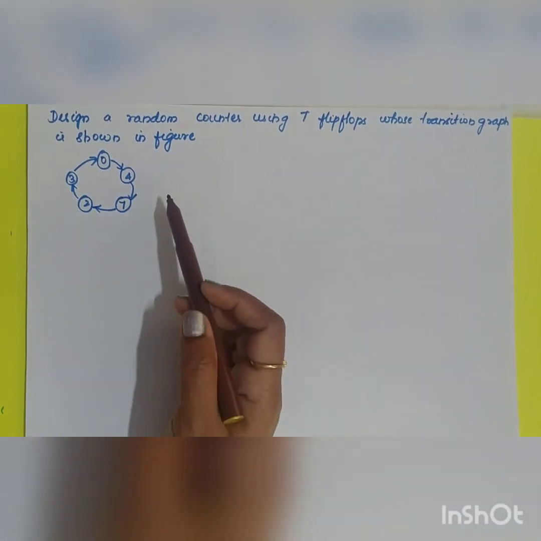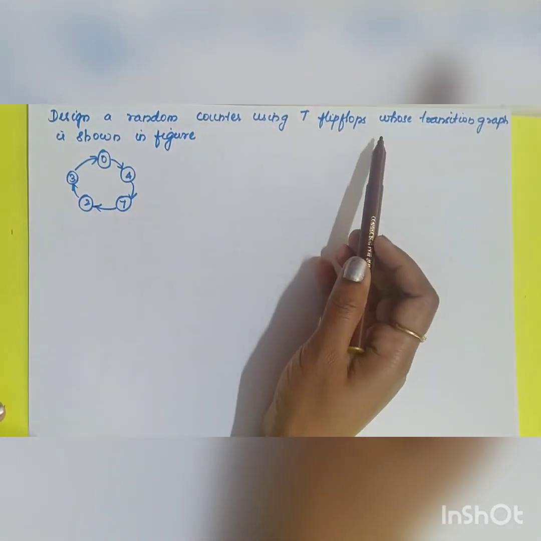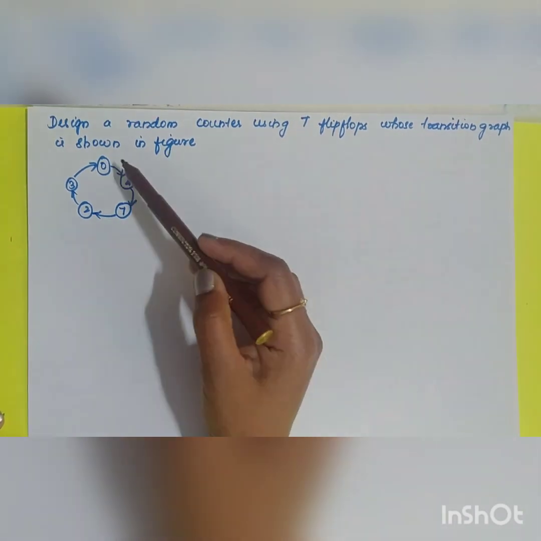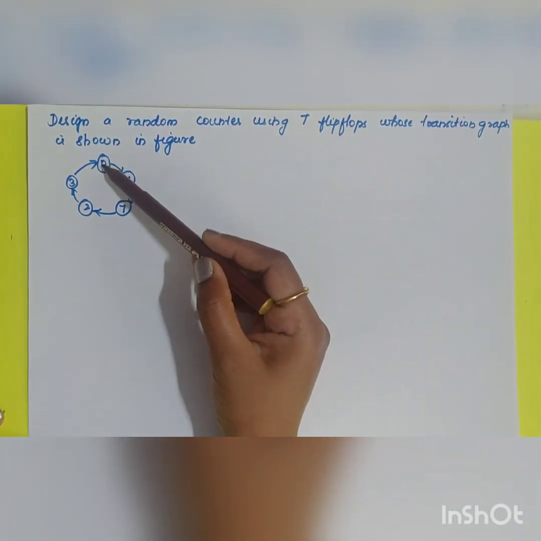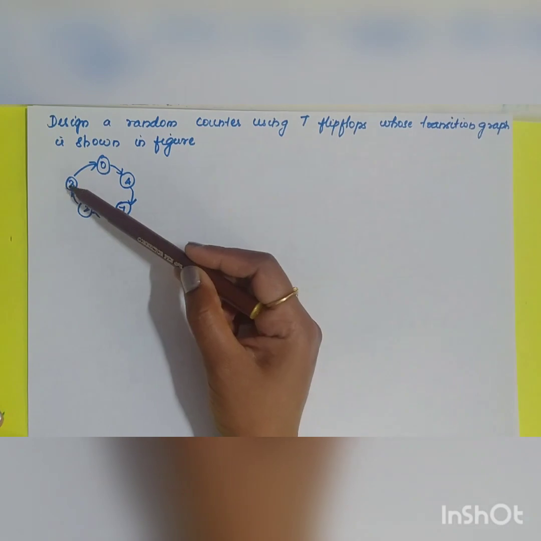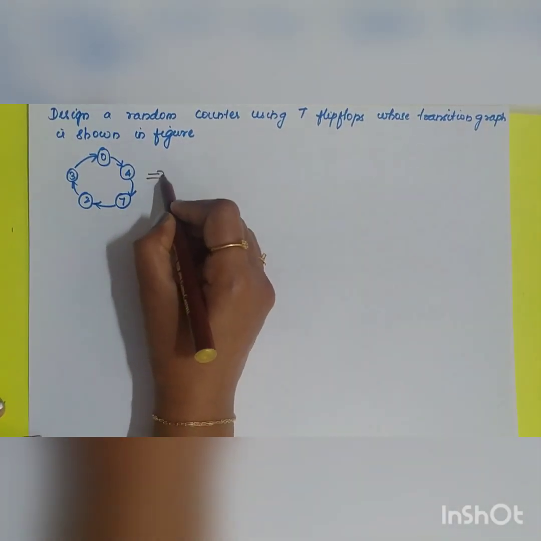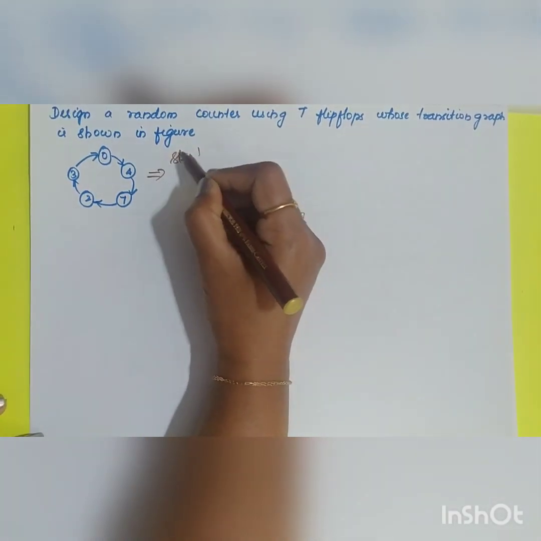So the next question is, design a random counter using T flip-flops whose transition graph is shown in the figure. So this is your transition graph: 0 to 4, 4 to 7, 7 to 2 and 2 to 3. Okay, so let me take your first step, step 1.